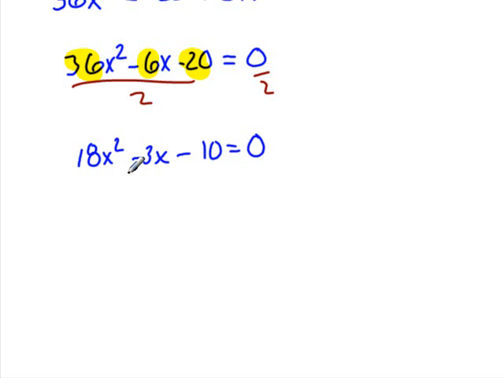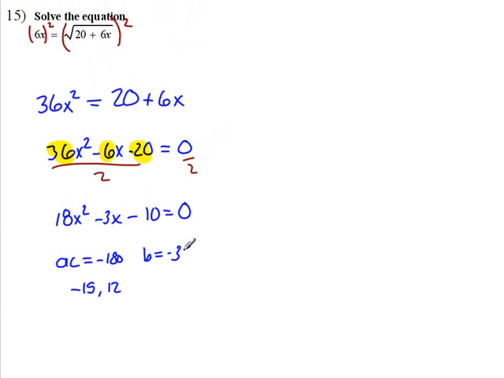Now I've got to try to find factors for this thing. And the method we've been working with is what we call the AC box method. So if I find A times C, that's 18 times negative 10, that's negative 180. And identify B, that's negative 3. Now I'm down to the difficult task of trying to find two numbers that multiply to make negative 180, but add up to negative 3. After some work, I found the two numbers to be negative 15 and positive 12. Negative 15 times 12 is negative 180, and they add up to negative 3.